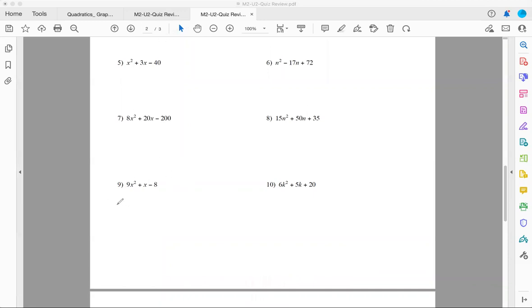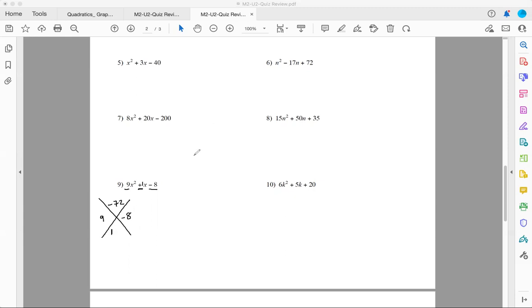Number 9, again, you're asking yourself, what 2 numbers multiply to, remember this times that, 9 times -8, which is -72, and add up to the middle term. The middle term, there's nothing here, so it's a 1. So what 2 numbers multiply to -72 and add up to 1? We did previously 9 and 8, 72, but we want the product to be negative, but the sum to be positive. That means the largest must be positive. So it's 9 and -8.